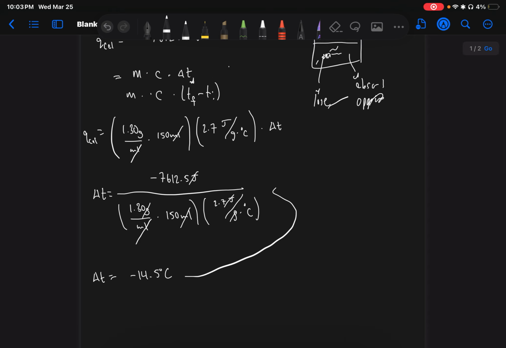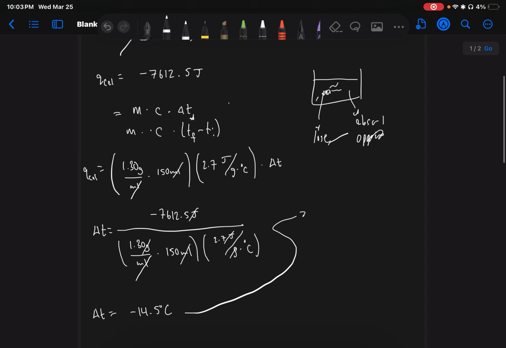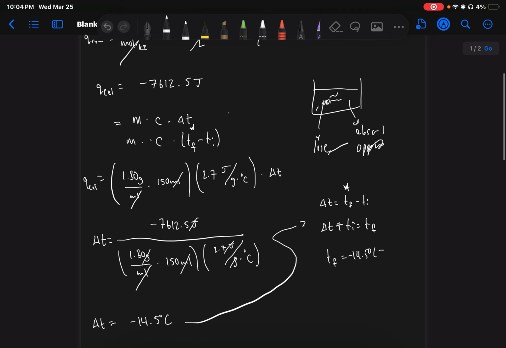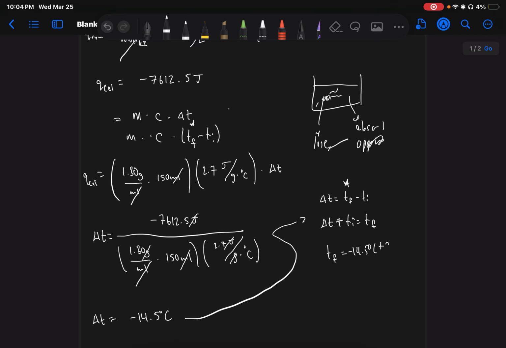So now we need TF. Right. Change in T is equal to TF minus TI. What was TI? 23.5. So TF is 9.0 degrees Celsius. Boom. Done. Nice and easy.